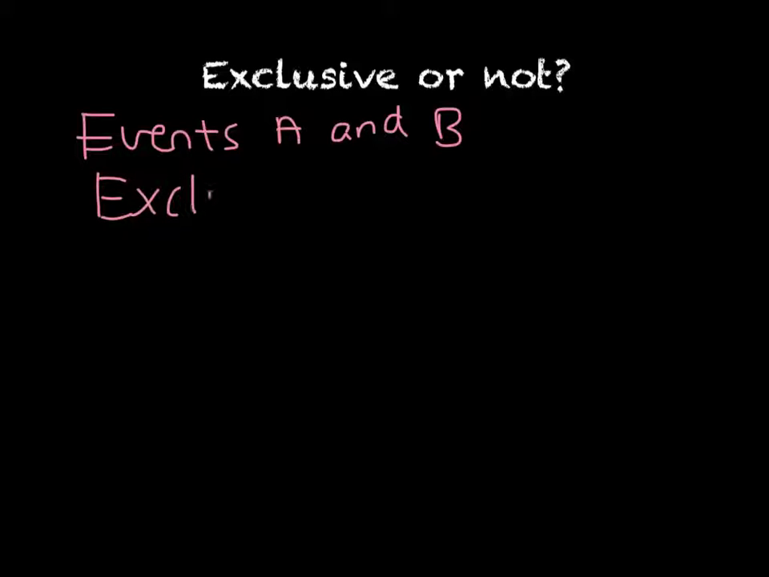This video will be about adding probabilities. The first thing we need to consider when adding probabilities is whether two events are exclusive or not. So if we have two events, A and B, we say that they are exclusive if they cannot happen at the same time.